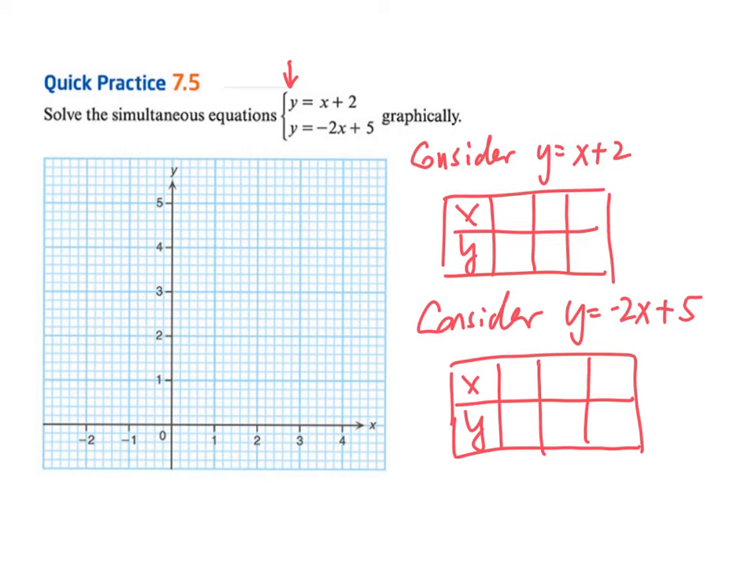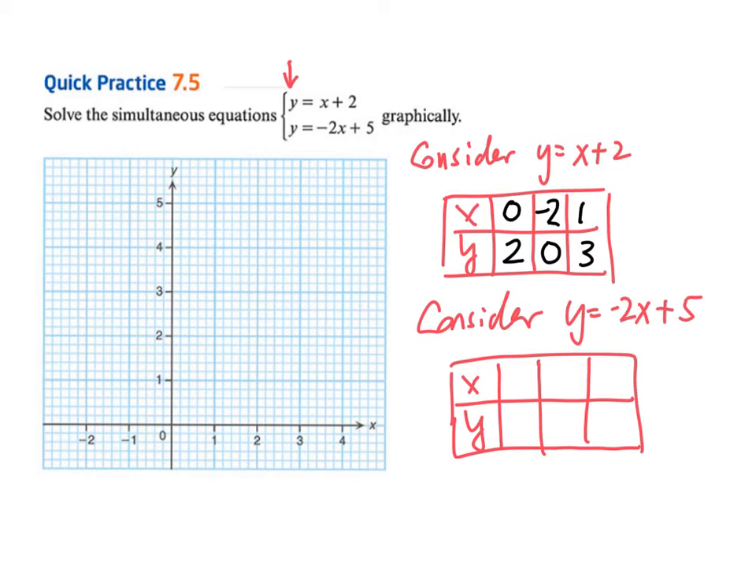Okay, so let's check the answer. I will choose x equals 0. So when x equals 0, 0 plus 2, y will be equal to 2. And then I will choose y equals 0. So if y equals 0, x would be equal to negative 2. And then the remaining point is for checking. So I may choose 1. Then 1 plus 2 is equal to 3.